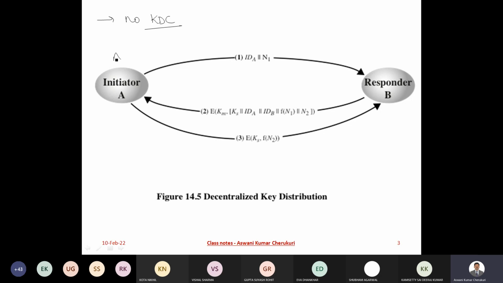Now, A wants to talk to B in a symmetric fashion. So A is sending a message to B saying, hey, look, I am so and so. This is my identity, and this is my nonce, some cryptographic number, some random number. Now B responds by creating the session key. Earlier, you remember, the session key was created by the KDC. Now B is creating the session key.